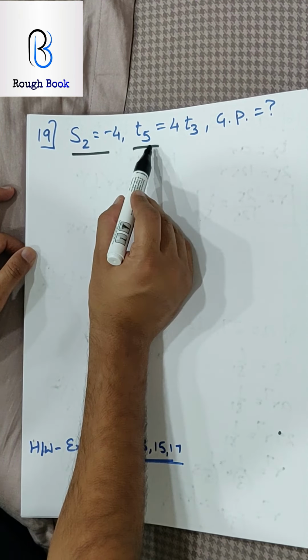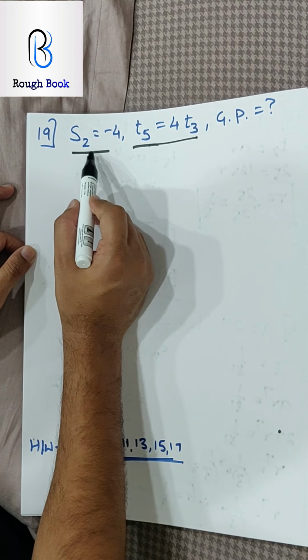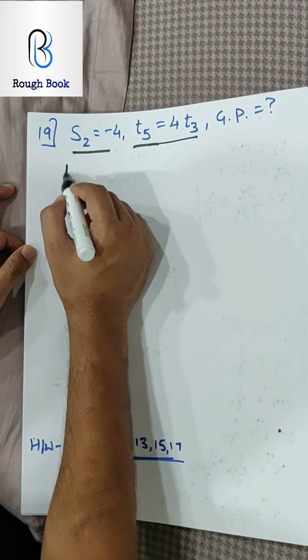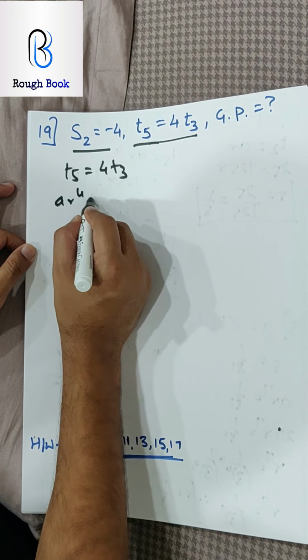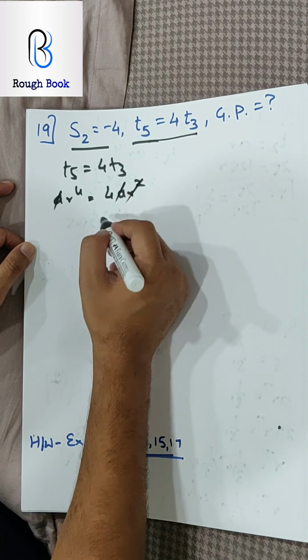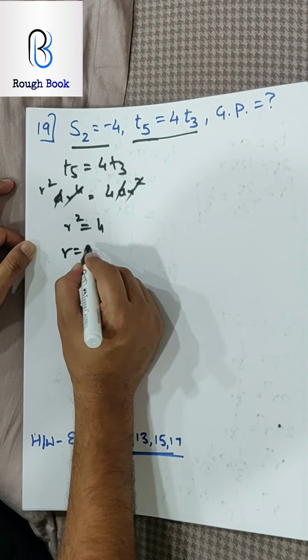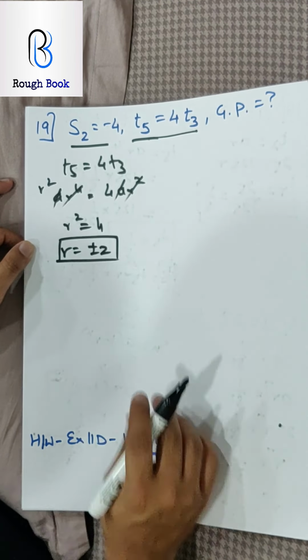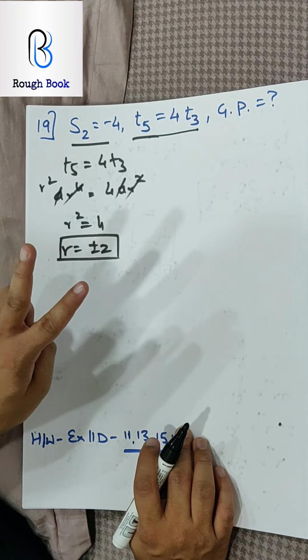Somehow two terms are given, and the 5th term is 4 times the 3rd term. I think you should start from here. So T5 is 4 times T3. T5 is ar^4, and 4 times ar^2. So a gets cancelled, and I get r^2 as 4. So r becomes plus or minus 2. If I've got 2 conditions for r, then a also I will get 2 conditions.